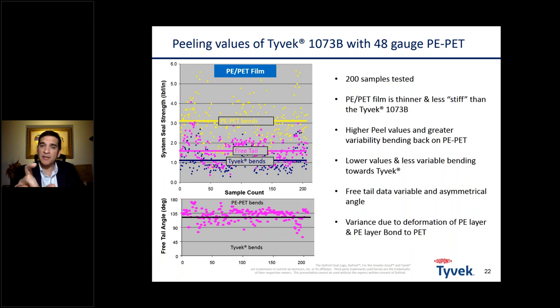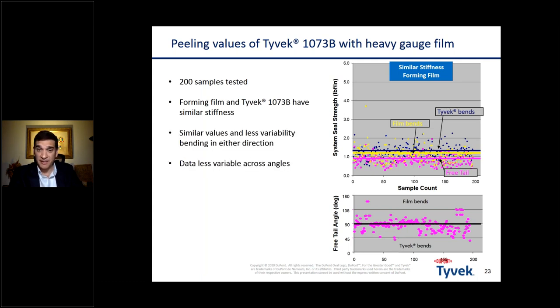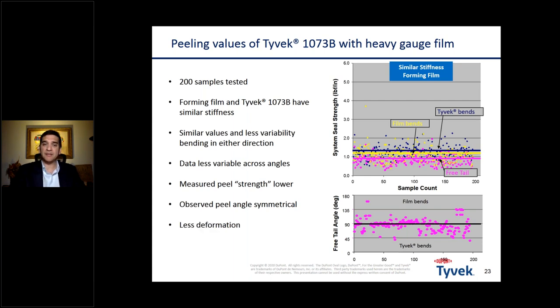This is Tyvek to 48 gauge polyester. Now, over here, we did the same thing again. And this time we took 1073B with a heavy gauge film, right? Again, 200 samples of each one, for a total of 600 samples, right? And now this is something quite interesting. I'm going to have a Tyvek 1073B, and then on this side, a film that's just as stiff as Tyvek is, okay? So it's going to be an 8-10 mil, something pretty hefty.